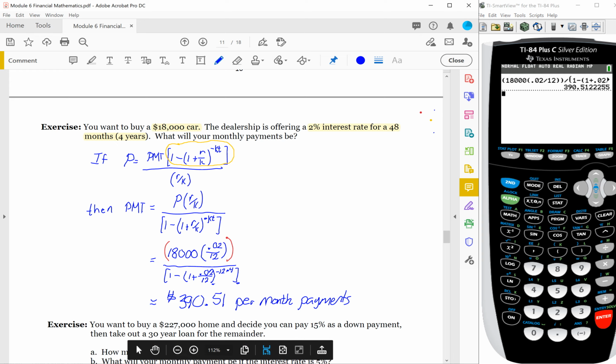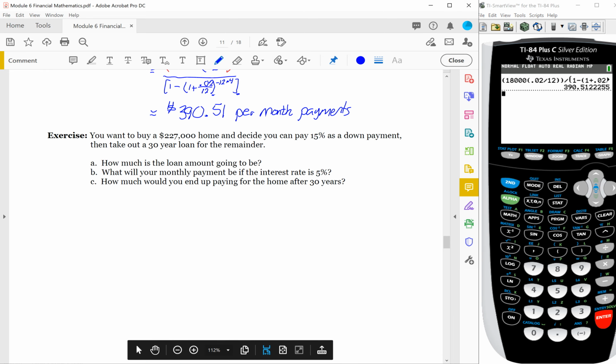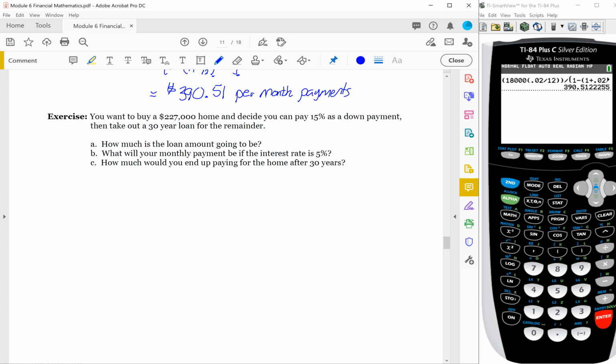Okay, let's try another example. You want to buy a $227,000 home, and you can pay 15% as a down payment, which means you're not actually borrowing the entire $227,000 because you're going to put down your down payment ahead of time. So you'll finance less than this. Then you'll take out a 30-year loan for the remainder. Now, I'd like to give you a moment to work this exercise on your own. So if you could pause this video, give it a shot to see how well you do, and then come back and we'll work on it together. I'll see you in a moment.